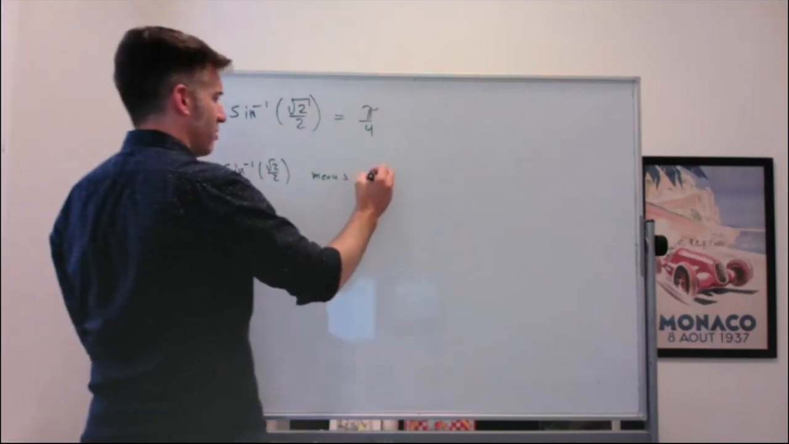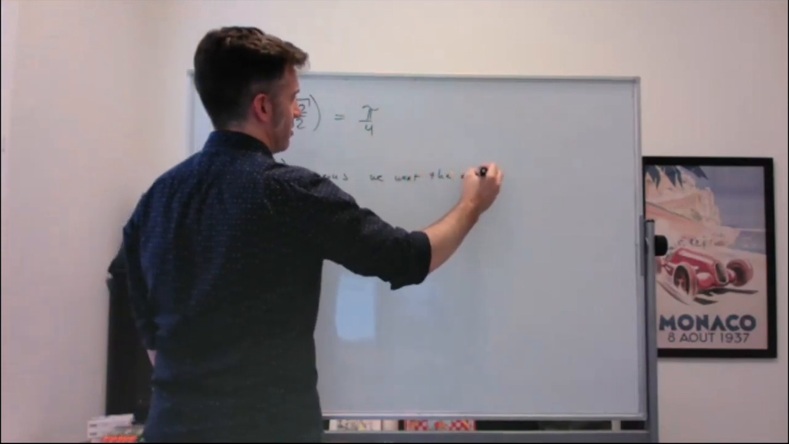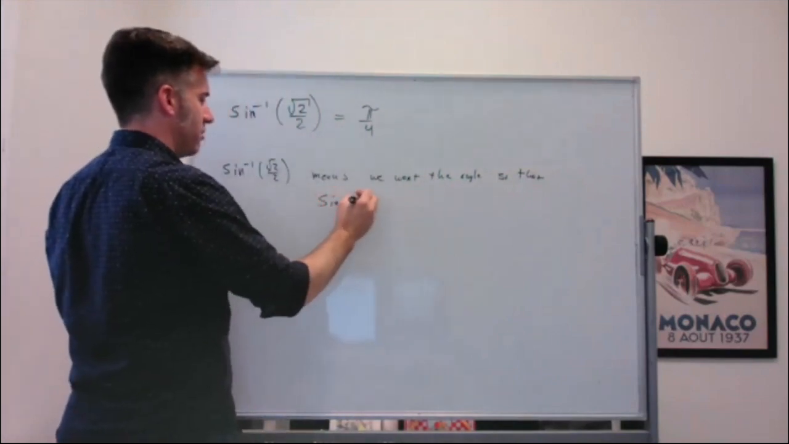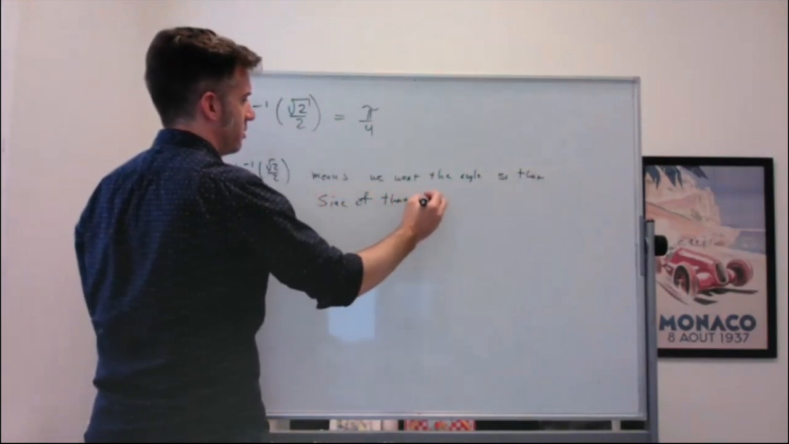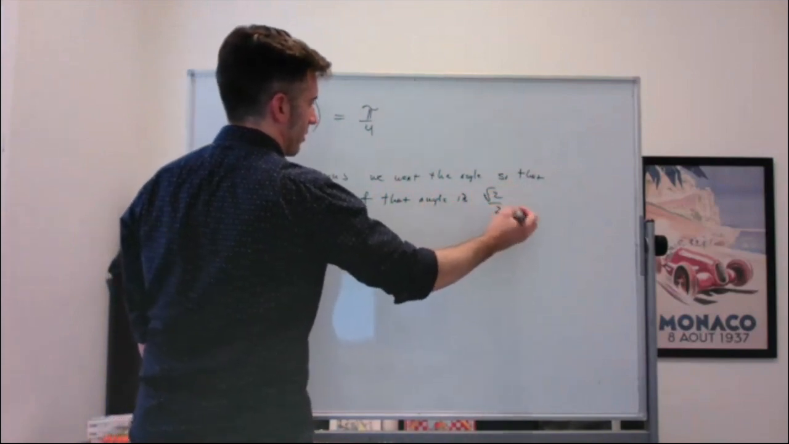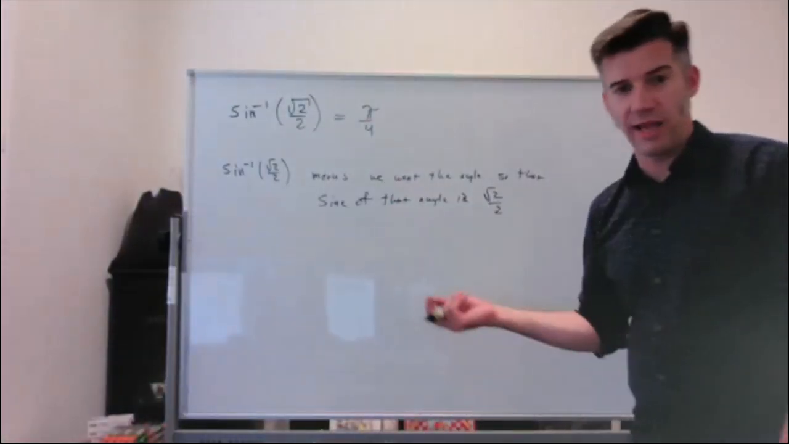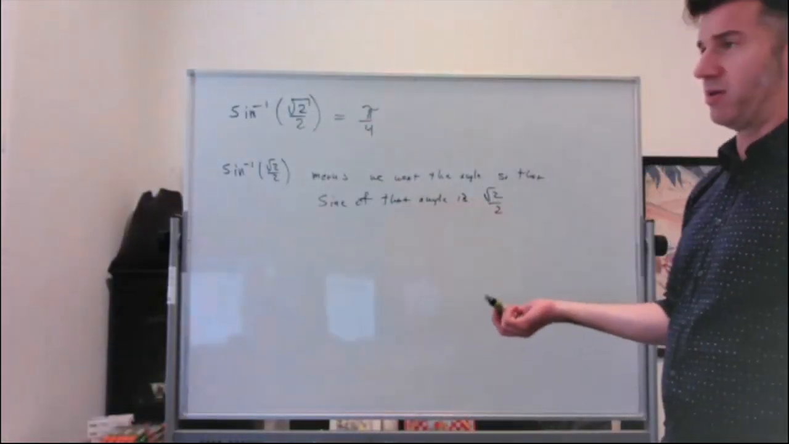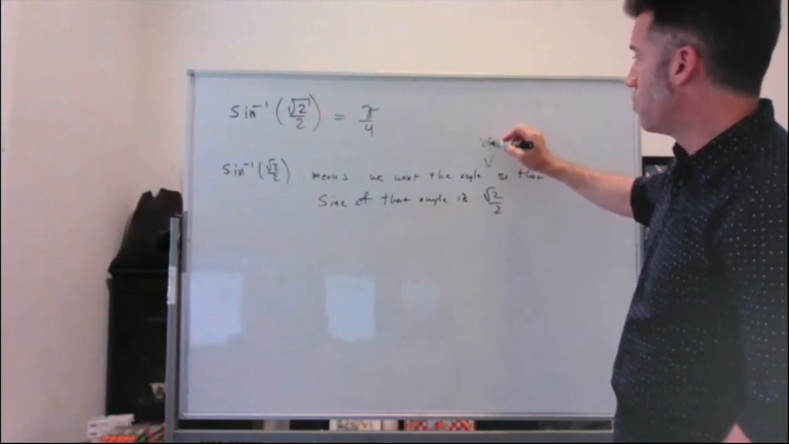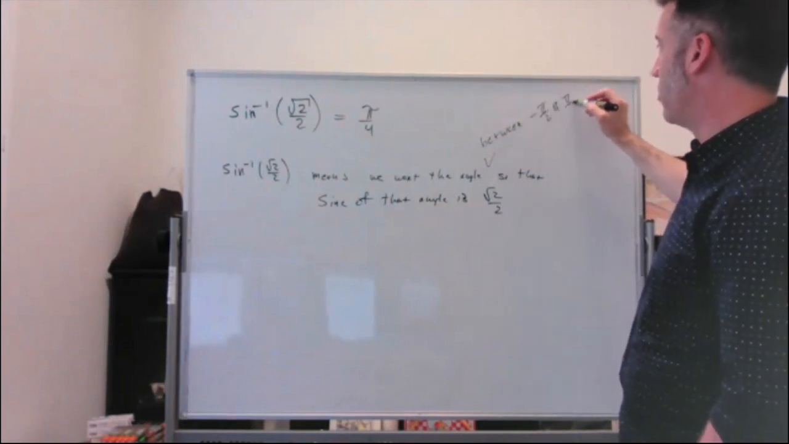Means we want to find the angle so that sine of that angle is the square root of 2 over 2. You do not need to include the fact that the angle needs to be between negative pi over 2 and pi over 2. You can if you want to, but I don't need you to write that down.